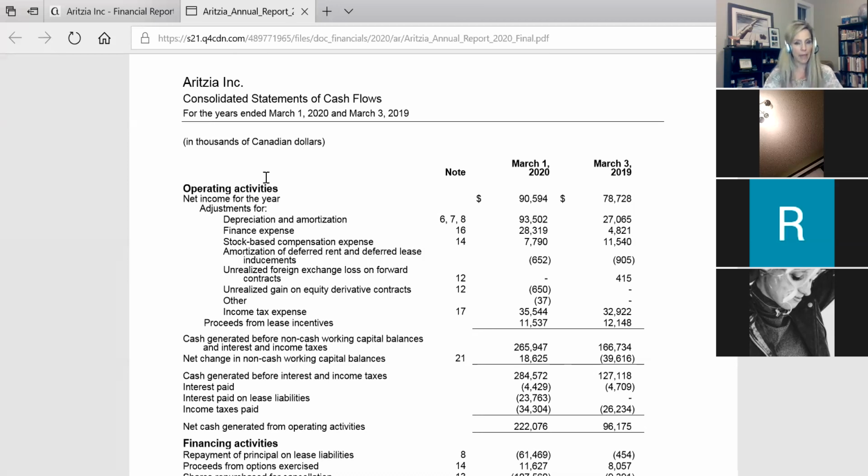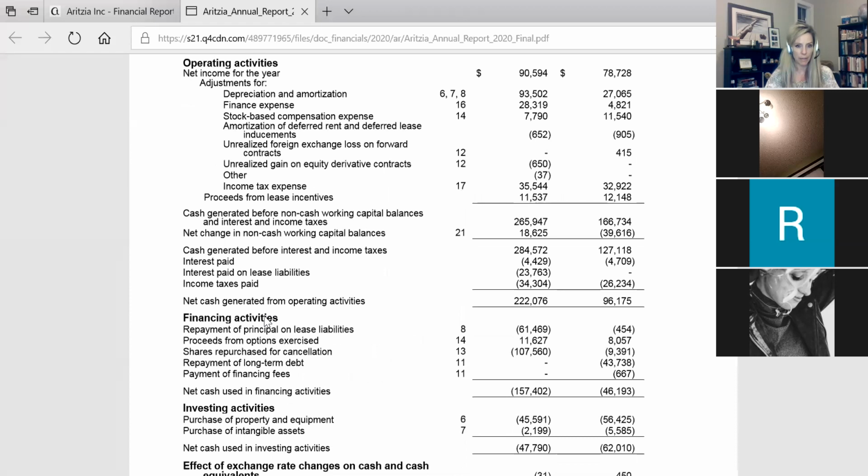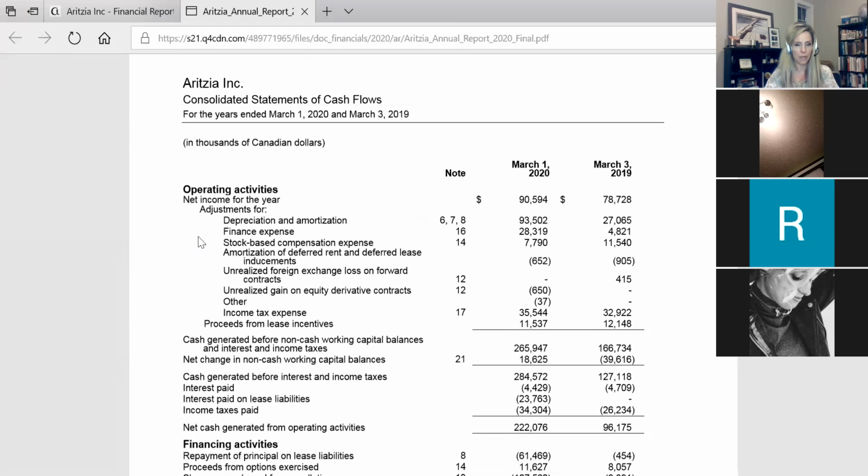So the cash flow statement is just that, cash. Anything that is non-cash will not be here, period. So the operating activities that I see here is the first category. There's 3 on the statement: operating activities, financing activities, and investing activities. Okay, and we'll explain what each of those are now.